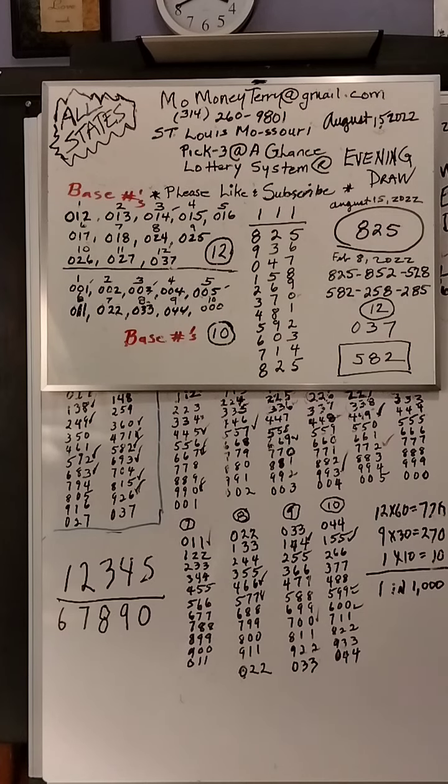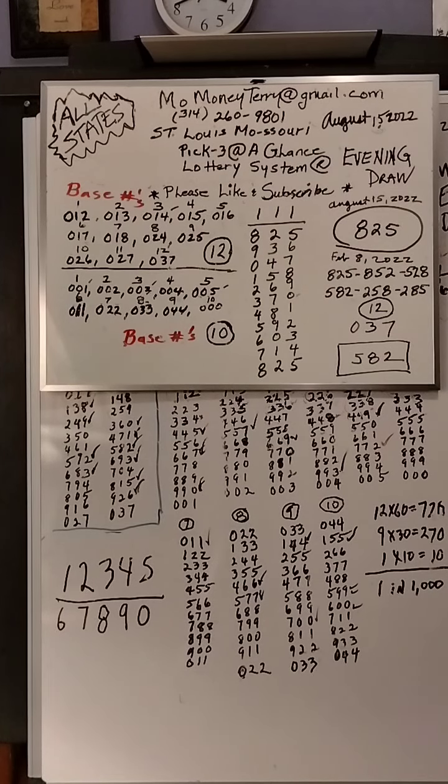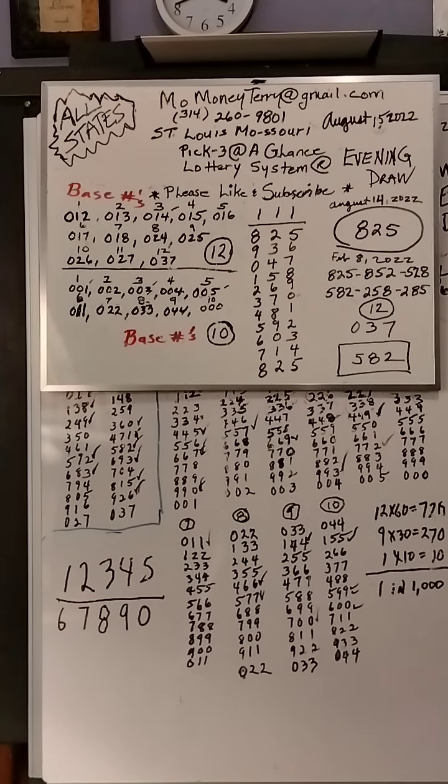Alrighty, the number that came out for August the 15th, 2022. I'm sorry, that should be August 14th, 2022. We always track yesterday's number. Today is the 15th, so this would be August the 14th. Yesterday evening's draw number was 825. I try to keep everything on track so people can keep up.